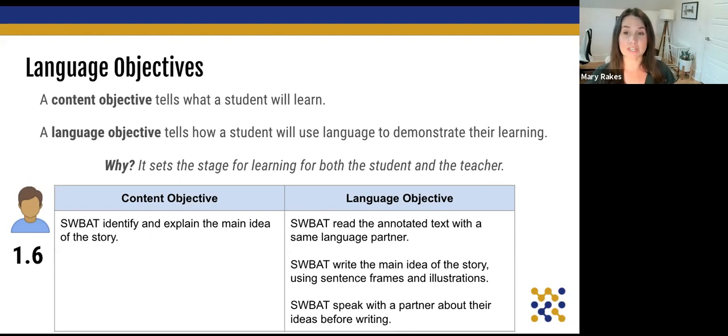So some of the language objectives that I might have in place are that the student will read the annotated text with the same language partner. Students are going to write the main idea of the story using sentence frames and illustrations. Also, students are going to speak with a partner about their ideas before writing. So those are 3 different domains of language that are all going to be used in that singular lesson. And this is going to help Eduardo as he goes forward knowing this.